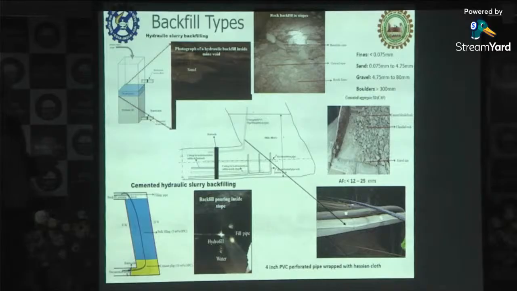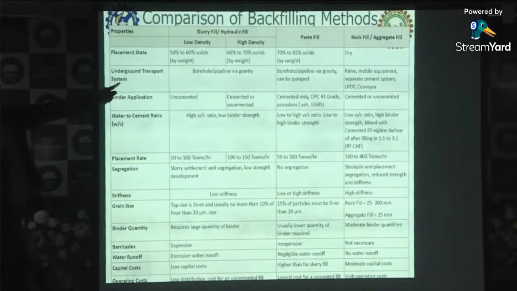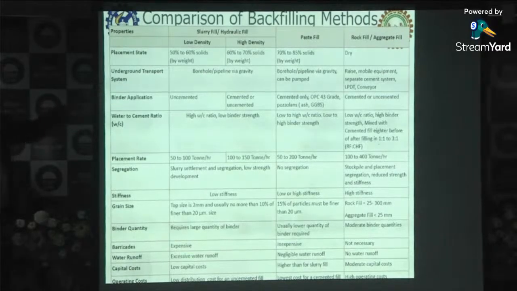Next slide. So what are the different criteria, the difference between high density fill, low density fill, paste fill, and rock fill? Usually the placement state is 50 to 60% solid by weight for low density fill, is classified for low density fill. 60 to, actually it is 75. 75 is for high density fills. 75 to 85 is for paste fill. That is the solid concentration. And in rock fill it is dry.